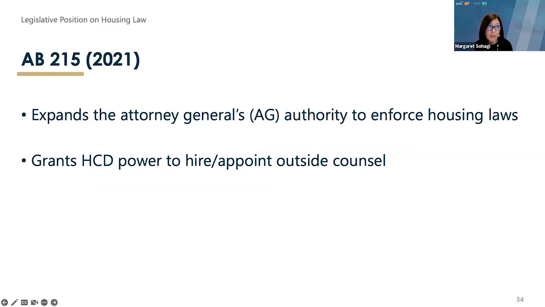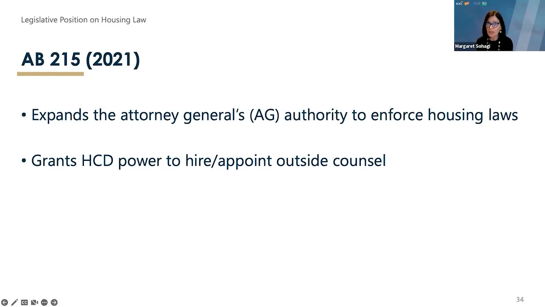So what has happened with all of this as we've progressed through the Housing Accountability Act and the Housing Crisis Act? More legislation and more legislation. AB 215 in 2012 significantly expands the Attorney General's authority to enforce housing. It grants the Attorney General the power to independently send warning letters, but more importantly, to file lawsuits when they see a violation of housing laws. It also grants HCD the power to hire and appoint outside counsel if the Attorney General doesn't take on a matter.